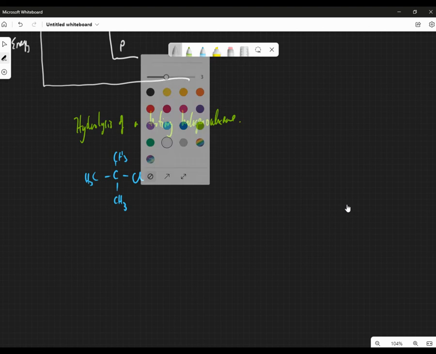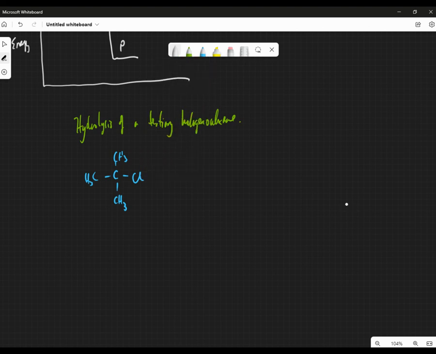Now, let me first of all do the equation and then do it nicer. We're going to react this with sodium hydroxide, and well, if you start off with a tertiary halogenoalkane, you're obviously going to get a tertiary alcohol at the other side, aren't you? And we're going to get sodium chloride there.